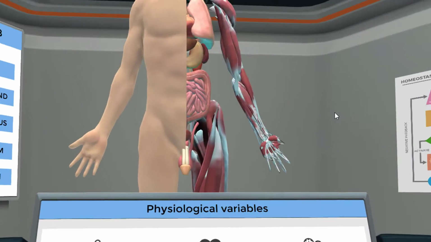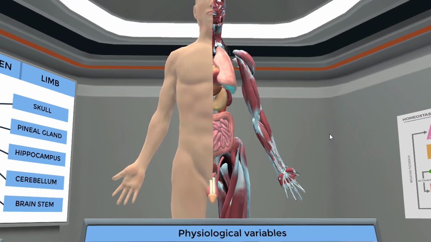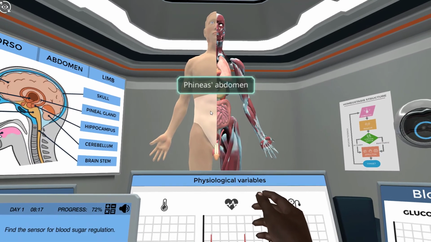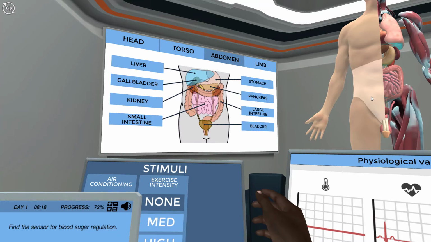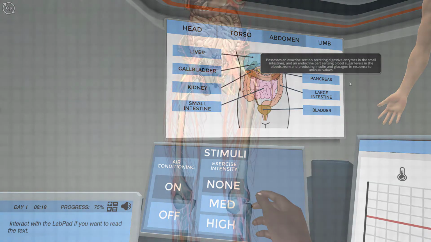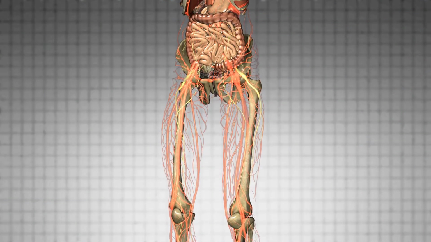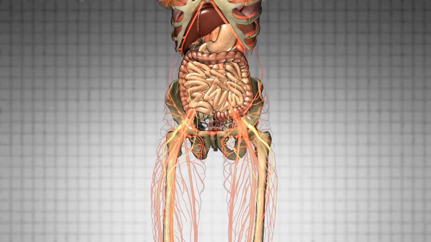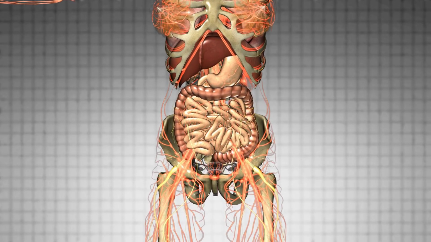Sweet. Let's see if you can figure out the homeostatic regulatory pathway then. Find the sensor for blood sugar regulation. Well done. The pancreas, and particularly the islet beta cells, contains glucose receptors and transporters at their surface, acting as a sensor for the regulatory pathway.